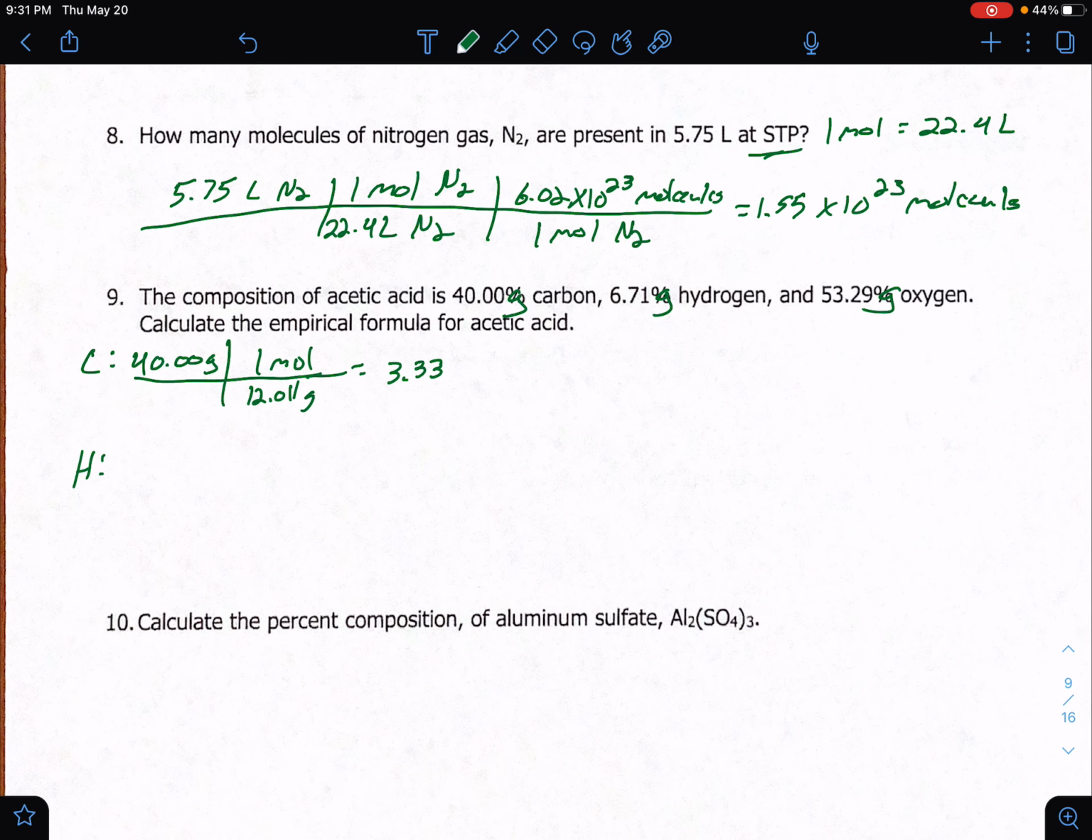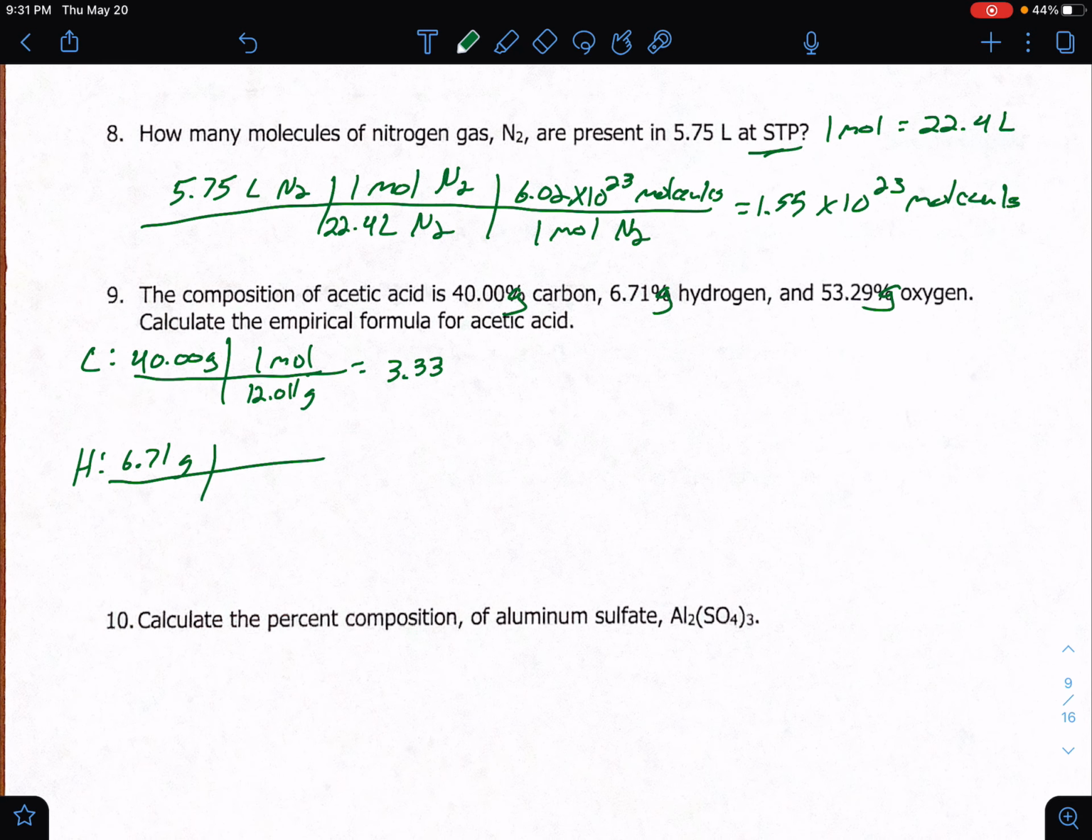Hydrogen, we're going to do 6.71 grams. Okay, you're going to do the mass of hydrogen on bottom, so 1.008 grams equals 1 mole. Okay, that comes out to 6.64. And then lastly, oxygen, you're going to do 53.29 grams. Okay, there are 15.999 grams of oxygen in 1 mole. I'm just getting these numbers from the periodic table. That comes out to 3.33.